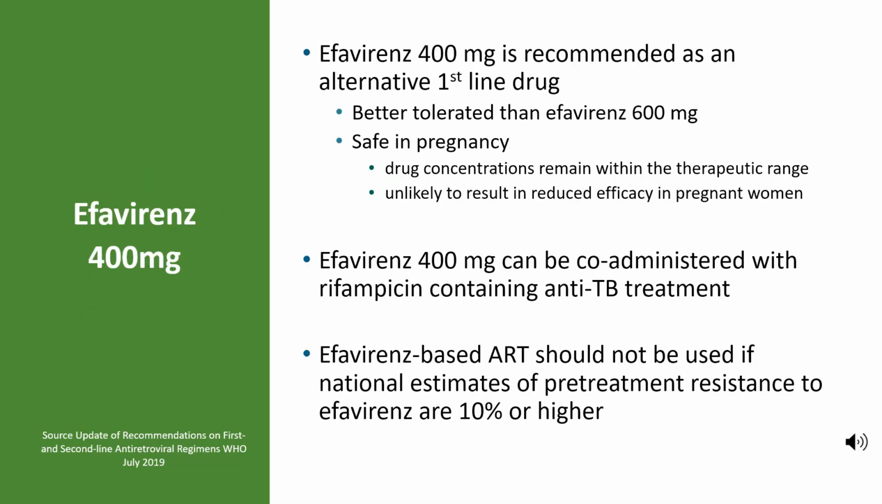Regimens containing efavirenz 400 mg and efavirenz 600 mg are comparable for viral suppression. Efavirenz 400 is better tolerated than efavirenz 600 with a lower risk of treatment discontinuation. Efavirenz 400 is expected to be as safe for pregnant women to use as efavirenz 600. Pharmacokinetic and pharmacodynamic studies suggest that drug concentrations decline slightly with efavirenz 400 mg but remain within the therapeutic range and are unlikely to result in reduced efficacy.